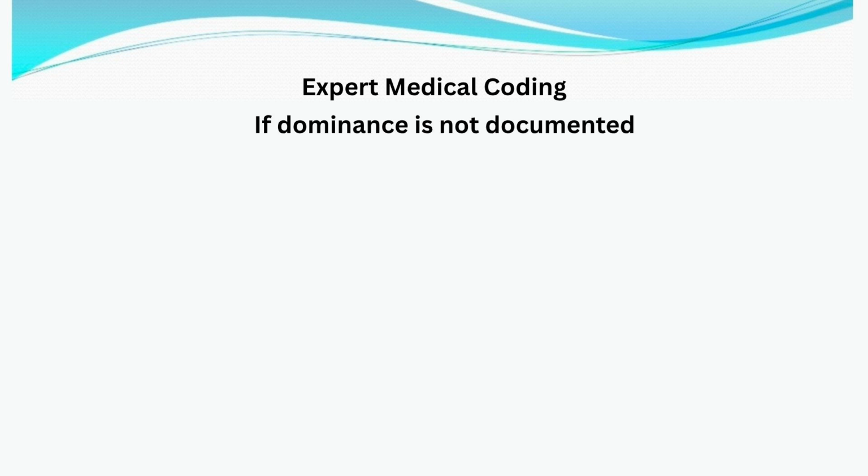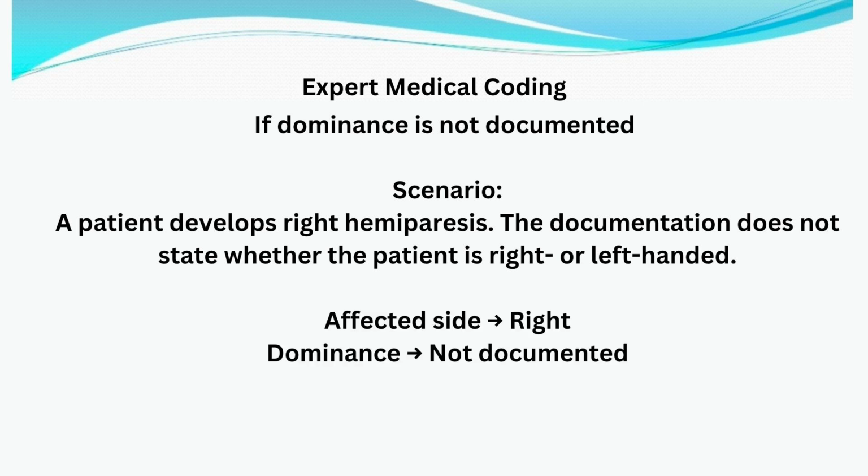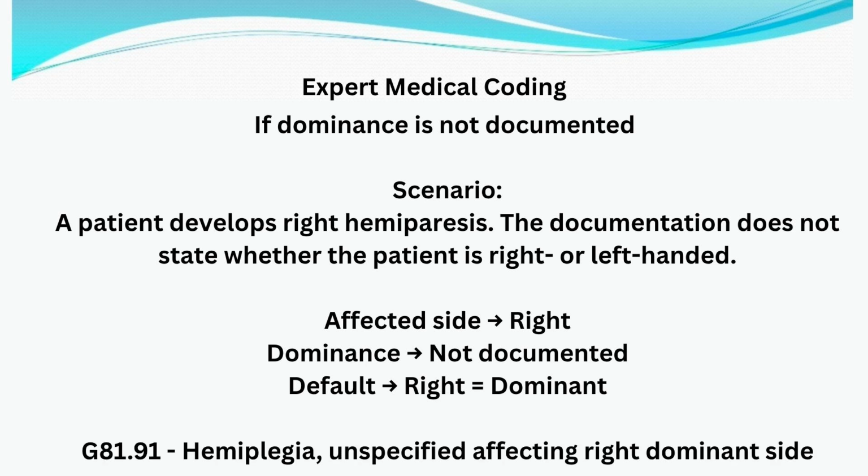Now here comes the important point. If dominance is not documented. So let us see in this scenario. And the scenario is a patient develops right hemiparesis. The documentation does not state whether the patient is right-handed or left-handed. So here, which is the affected side? It is the right side. Dominance not documented. So by default, the right will be the dominant. So the code will be G81.91, hemiplegia unspecified affecting right dominant side.